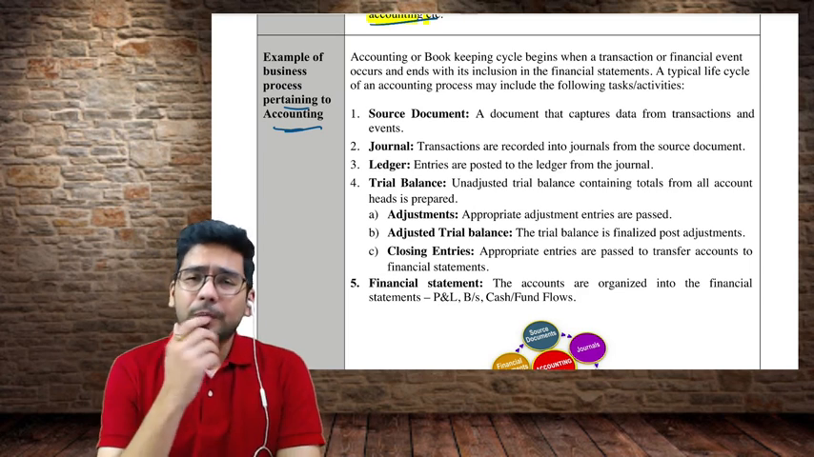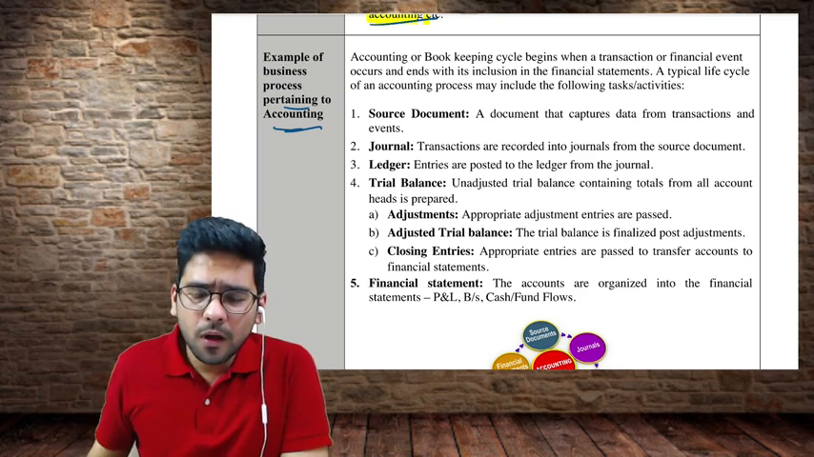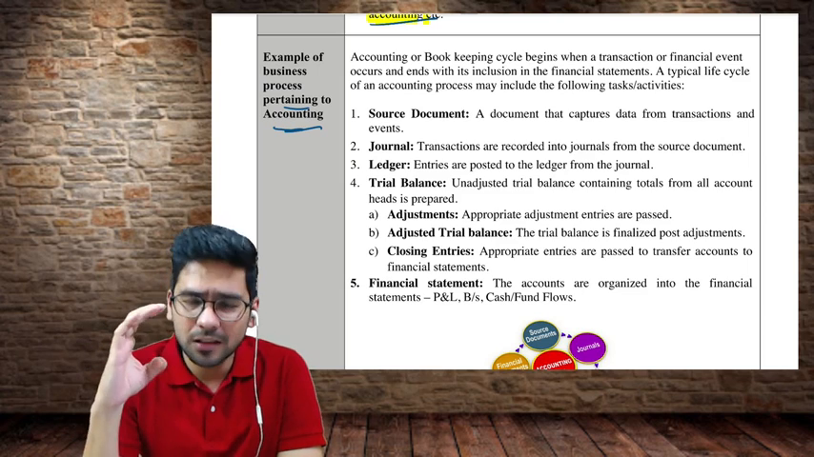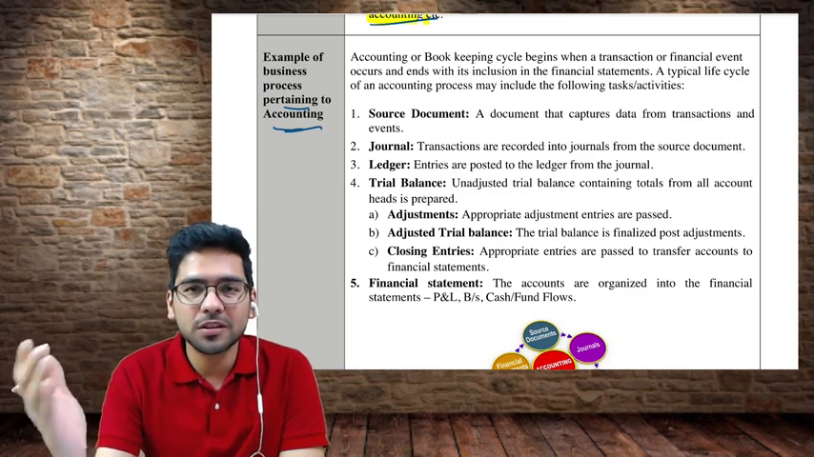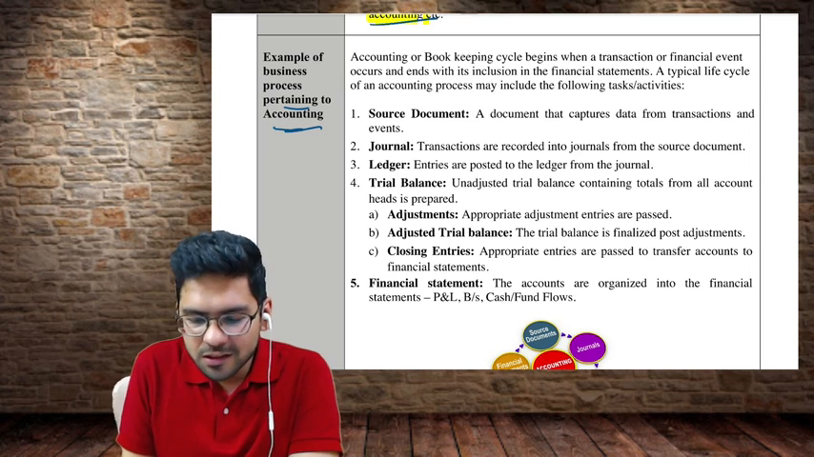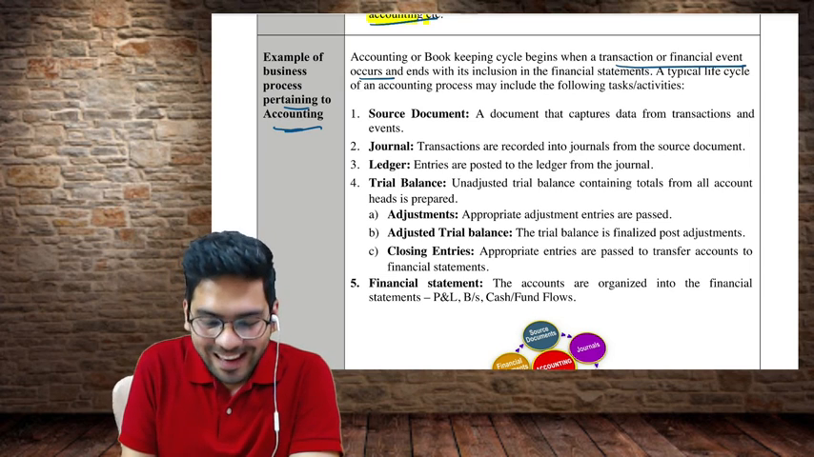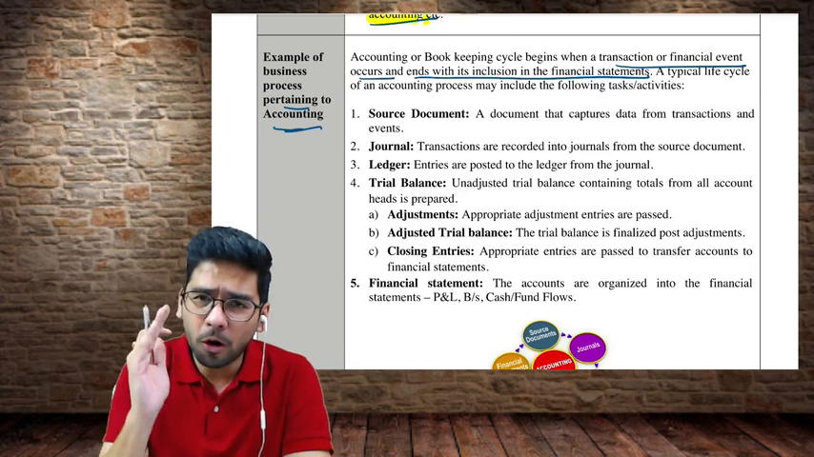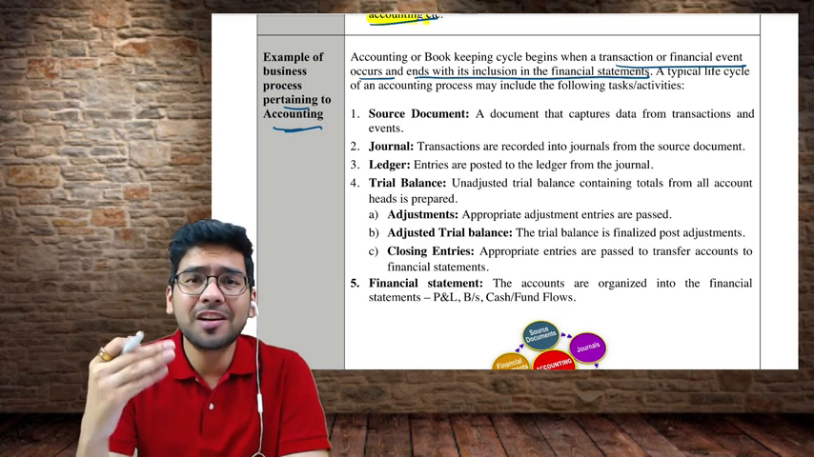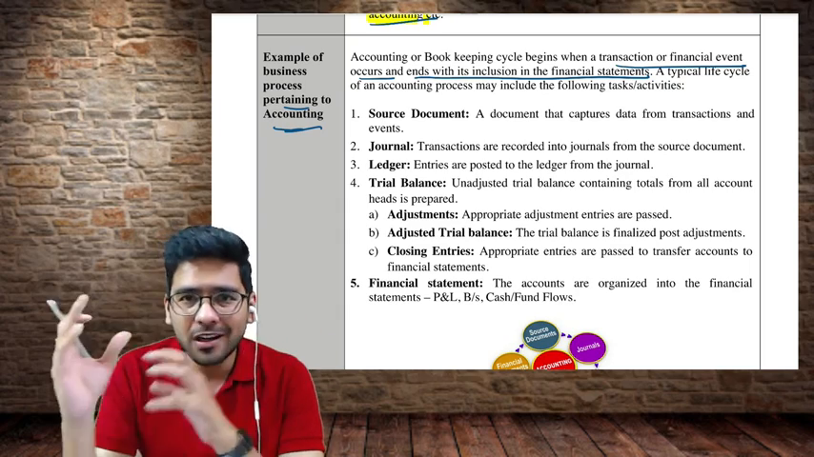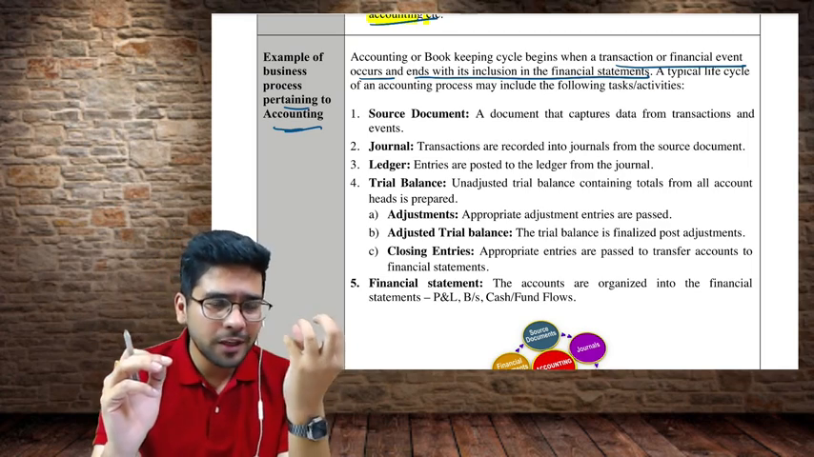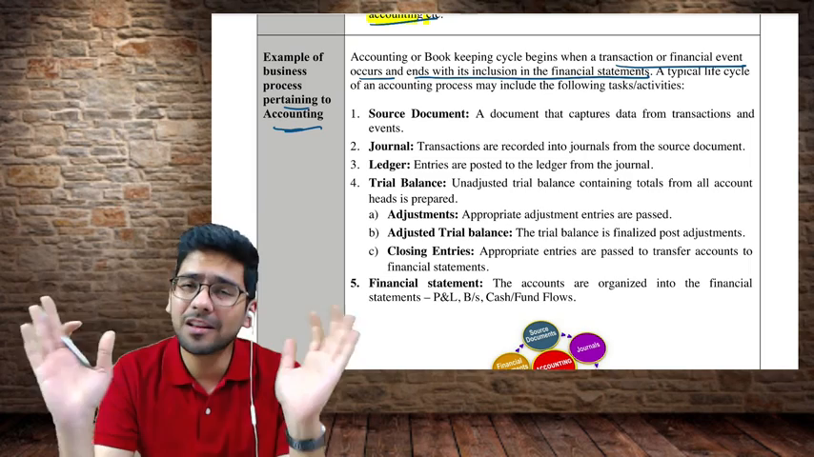All right, so we have to understand the accounting process. There can be different business processes, but just for the sake of understanding, let us see as an example what the accounting process in an organization can be. It's very simple. The accounting or bookkeeping cycle begins when a transaction or financial event occurs and ends with its inclusion in the financial statement. So you all know that if any transaction takes place in the organization, it has to ultimately be reflected in the financial statement. So the accounting cycle begins from the initiation of the transaction till the time it gets reflected in the financial statement.